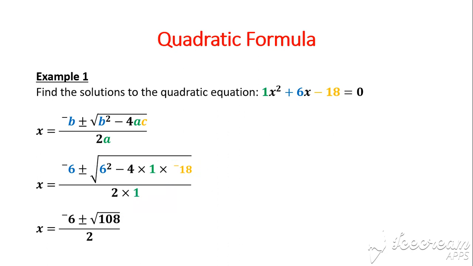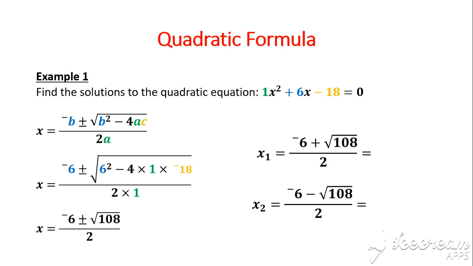Right, what do we do next? Well, now we're going to write down our two solutions. Here they are. I'm calling them x1 and x2 as my two solutions. Now the first solution is where I'm going to do a plus. My second solution, I'm going to change the plus into a minus. So that's what the plus and minus means. I do the whole thing once with a plus, and then I do the whole thing again with a minus.